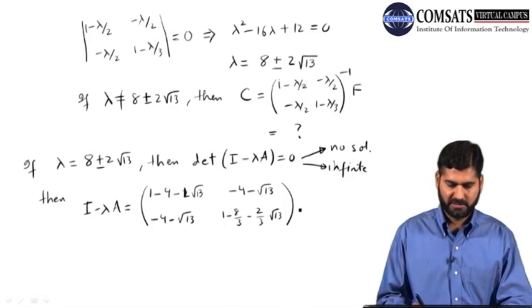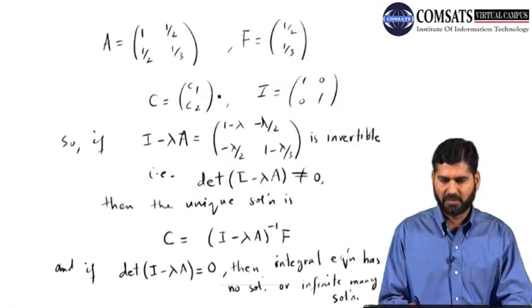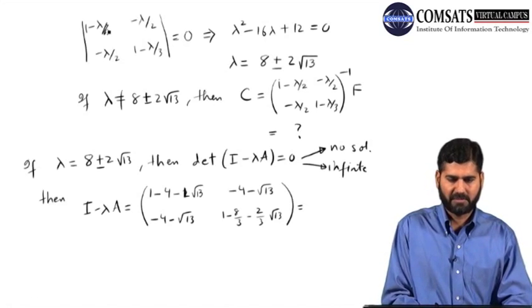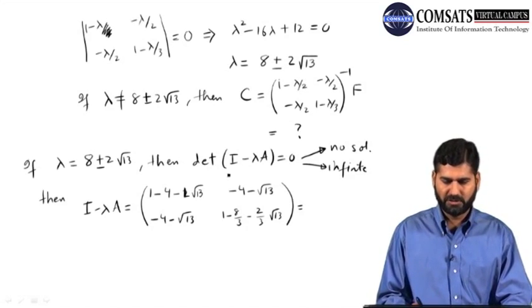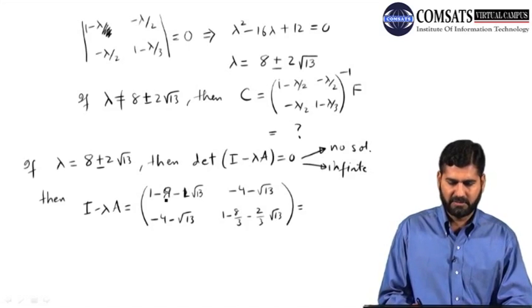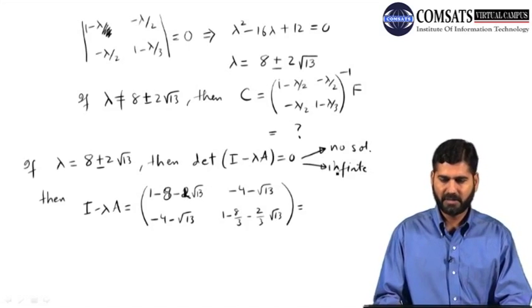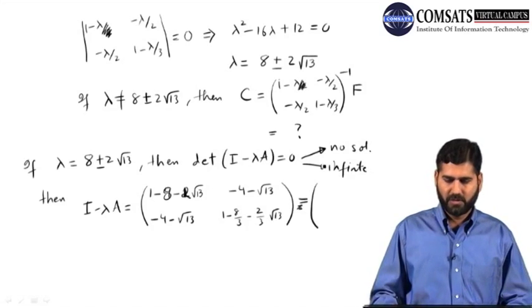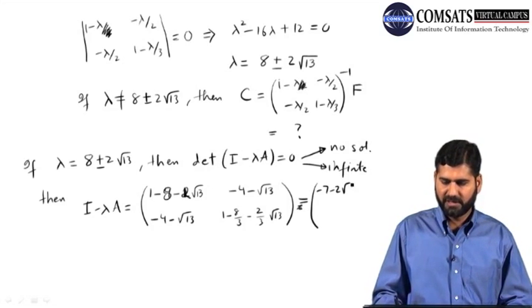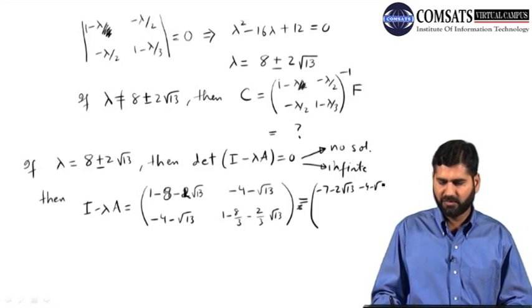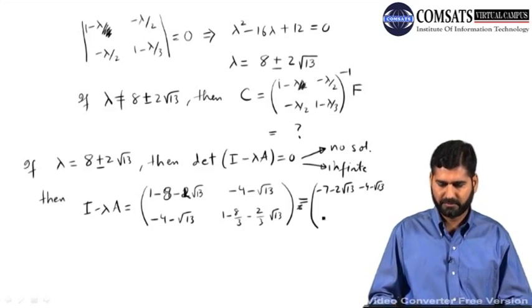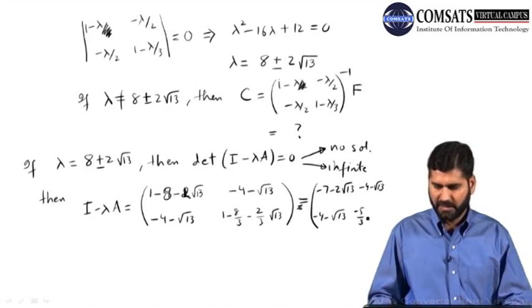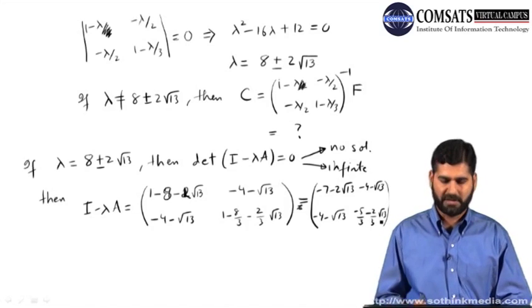So if you simplify it, this is 1 minus lambda, not lambda by 2. So you got 1 minus 8 minus 2 square root of 13, which is equal to minus 7 minus 2 square root of 13. Then this is lambda by 2, minus 4 minus square root of 13, again minus 4 minus square root of 13, and minus 5 by 3 minus 2 by 3 square root of 13. So this is your coefficient matrix.